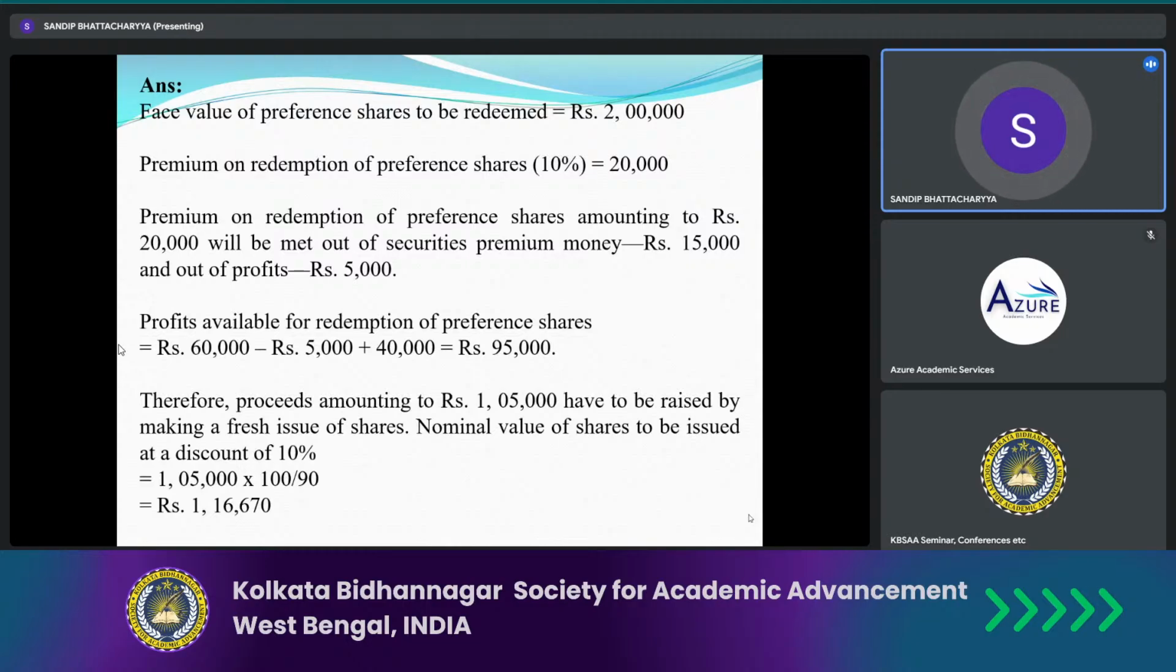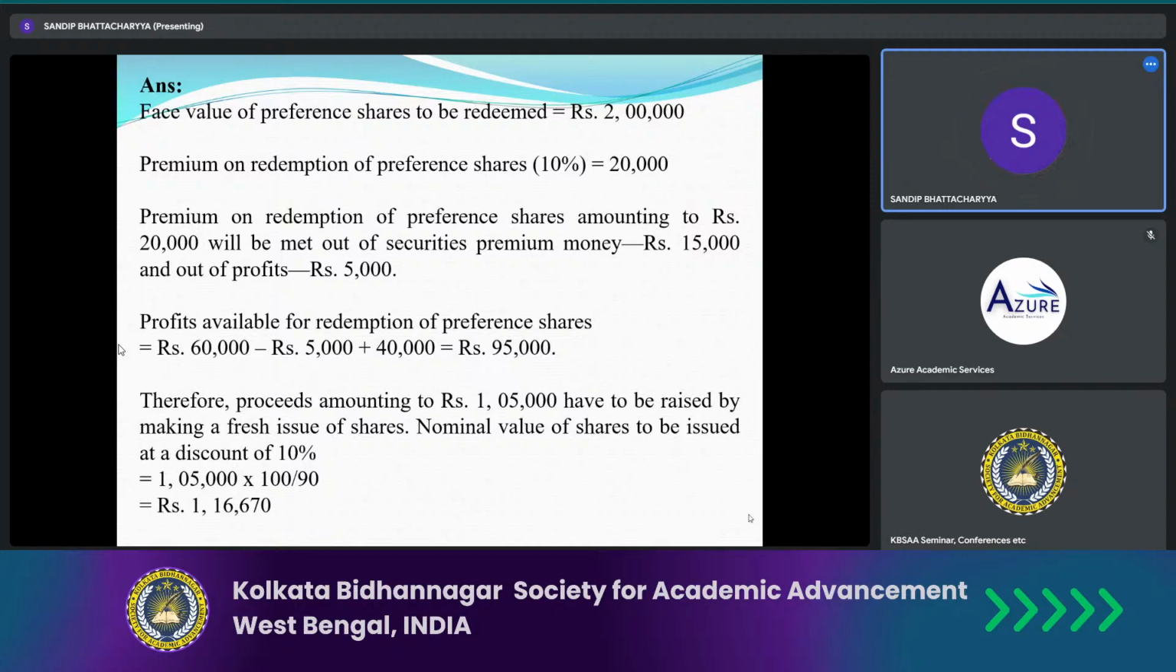So that's why I have written here, premium on redemption of pref shares amounting to rupees 20,000 will be made out of securities premium of rupees 15,000. But this amount is not sufficient, because we need to set aside 20,000, but we have only 15,000 in securities premium. So first, as per the chronological order, we must utilize securities premium, but the additional 5,000 we need to fetch out from the free reserve.